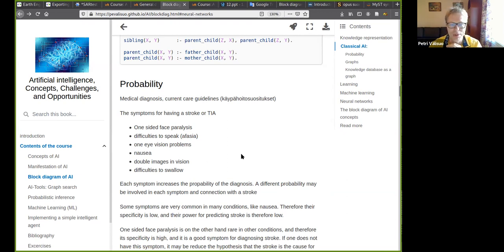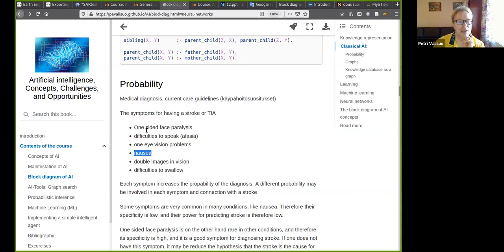So how can you find out how these symptoms are related to this TIA hypothesis? One can say that, for example, nausea is a very common symptom. It can be caused by many other conditions as well. So this is not very specific for TIA, and therefore it is not very efficient for diagnosis purposes.